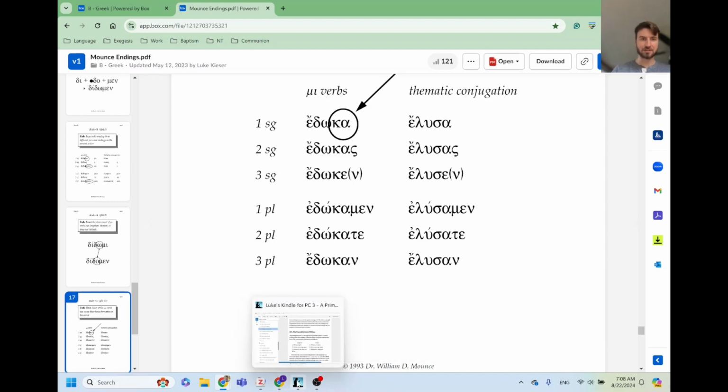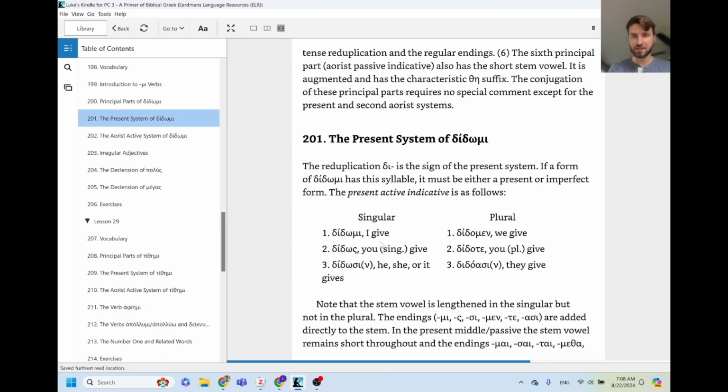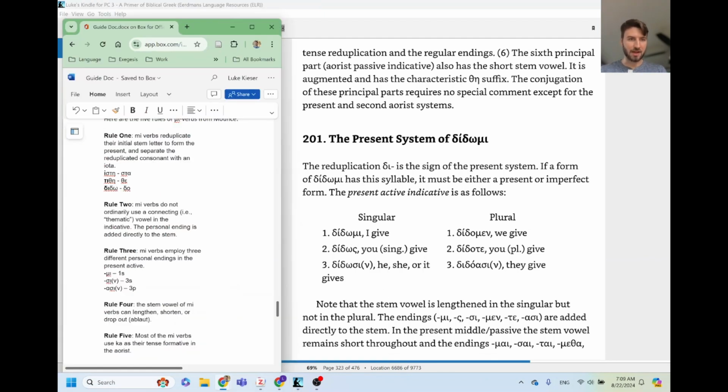So let's look here at our endings. Okay, so I put the rules here on a document so that we can see them all at the same time. So here is the present system of didōmi. And so rule 1, me verbs reduplicate their initial stem. We see the did, right? We have the reduplication with the iota in the present. There's no connecting vowel. We just have the omega and the omicron here with the endings slapped on them.